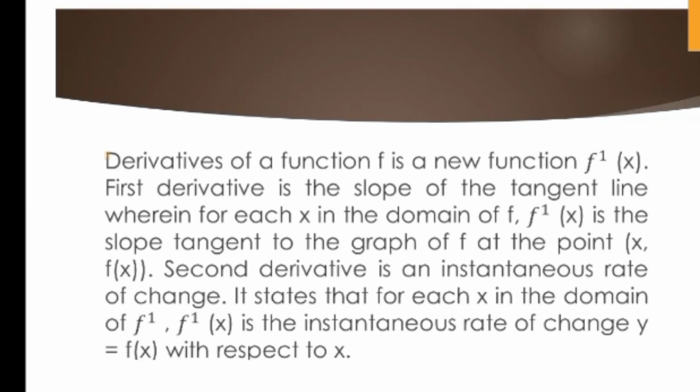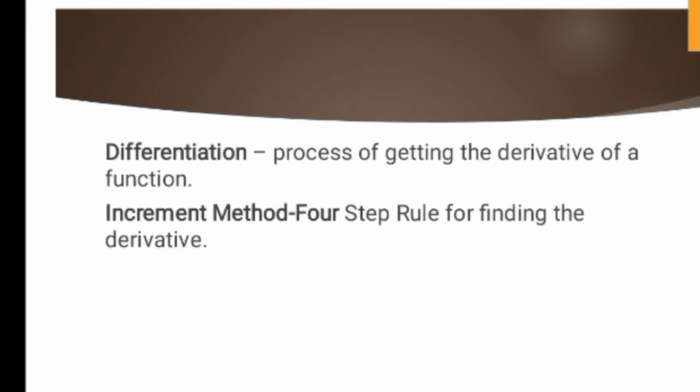So, it states that the derivative of a function, or the first derivative, is the slope of the tangent line. Okay? So, we have some definitions here. Differentiation is the process of getting the derivative of a function. So when your teacher asks what the process of getting the derivative of a function is, the answer would be differentiation.